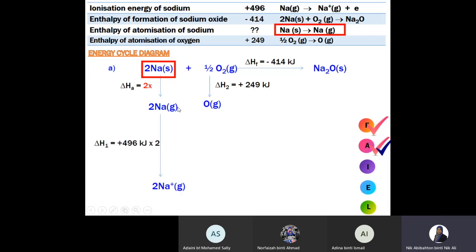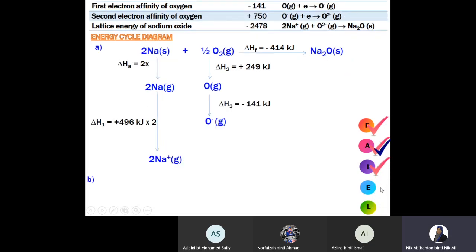Then we proceed with the ionization energy. For ionization energy, 2 moles of sodium gas will produce 2 moles of sodium ion gas. But look here, according to the definition, it is 1 mole to 1 mole. Again, when we times the equation by 2, our enthalpy also should be timed by 2. Then we proceed with the electron affinity. Oxygen gas will gain 1 mole of electrons, then produce the oxygen ion gas. The value of enthalpy given is negative 141 kilojoule.